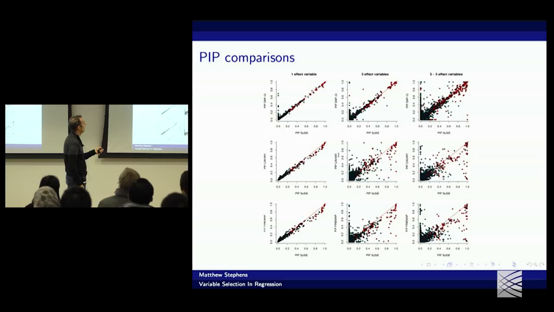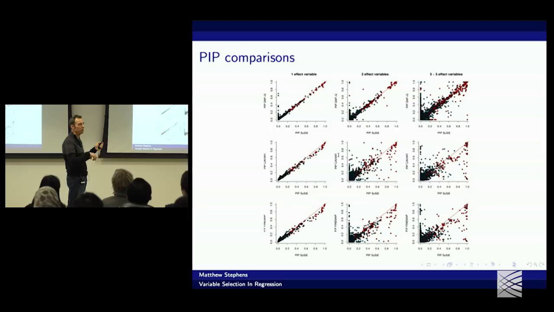Let's just orient you on each plot. The y-axis here is the posterior inclusion probability from our approach. We call the model SuSiE, for sum of single effects. And the x-axis is for DAPG. This is the simulation with a single effect, so there's only one effect. We didn't assume only one effect when we fit the model, but the simulation only had one effect.